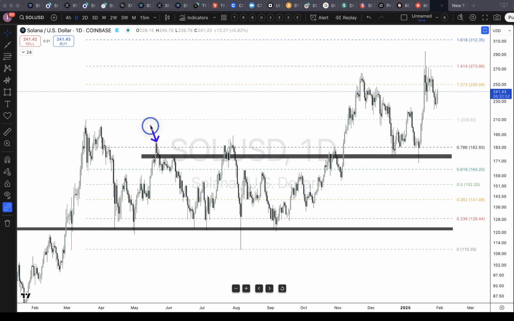We had a false breakout here on the 0.786, a few false breakouts right here, clean rejection. And then we had a nice bounce to the upside. Not only that, we hit the 1.272 right here. And then we came all the way back down to the 0.786 for a retest, a textbook retest, right? And now we're moving back up to the upside.